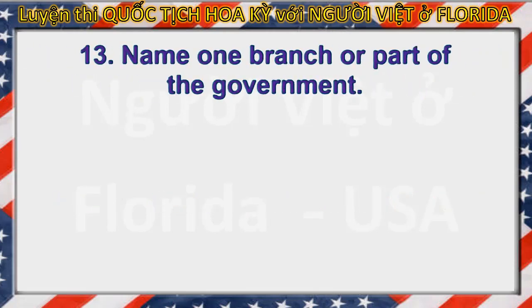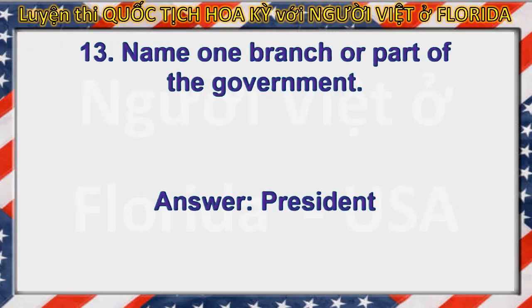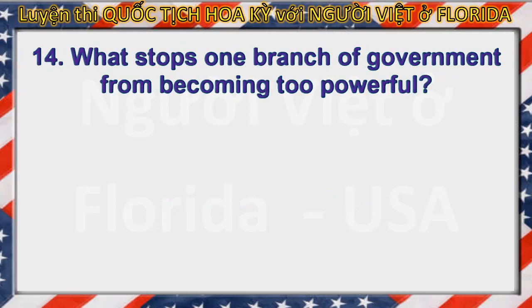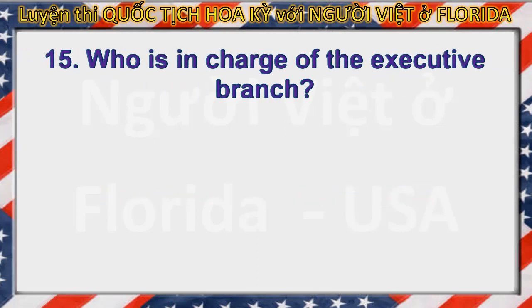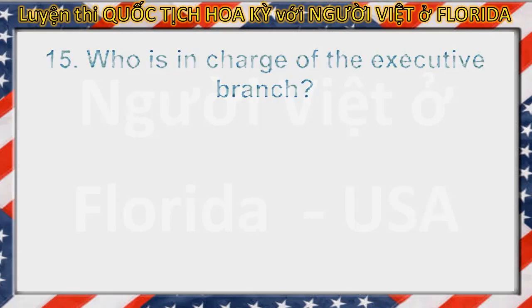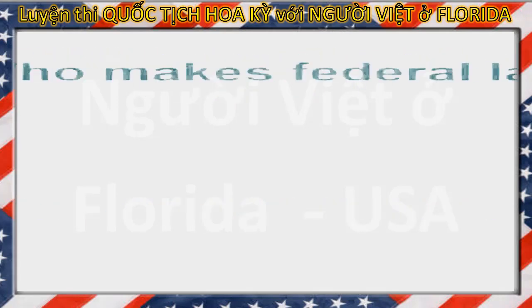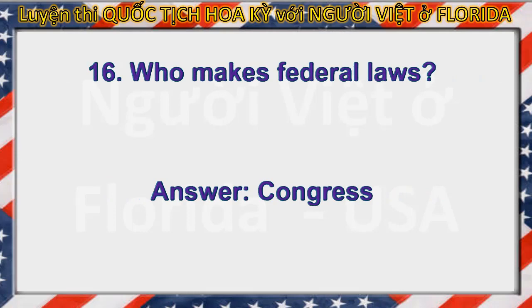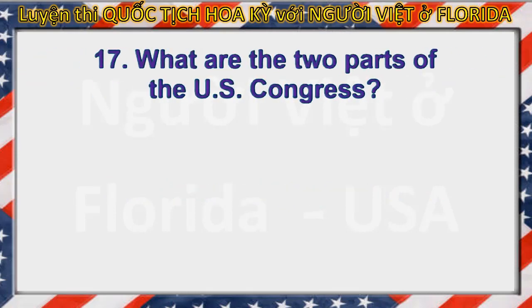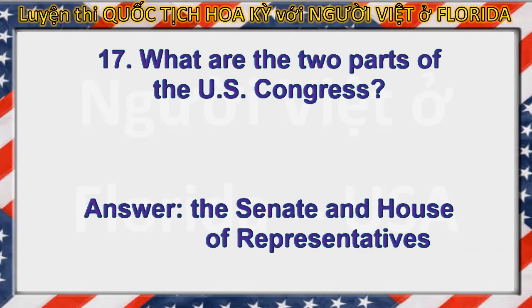Name one branch or part of the government. President. What stops one branch of government from becoming too powerful? Checks and balances. Who is in charge of the executive branch? The President. Who makes federal laws? Congress. What are the 2 parts of the U.S. Congress? The Senate and House of Representatives.